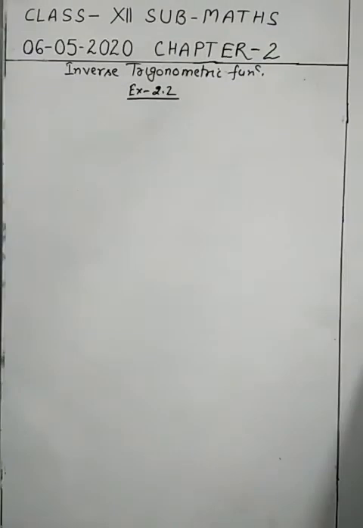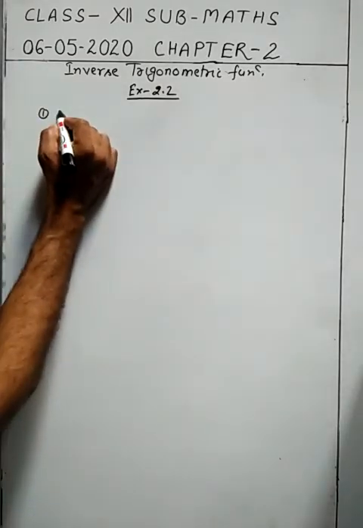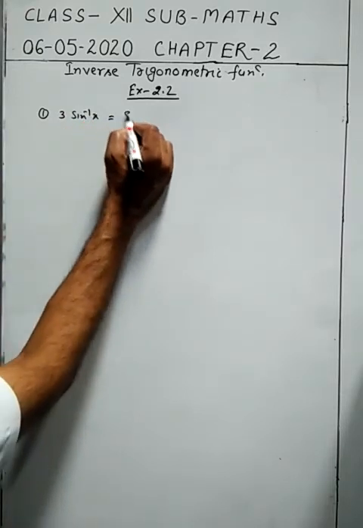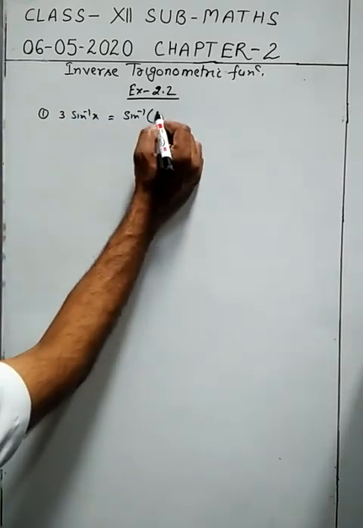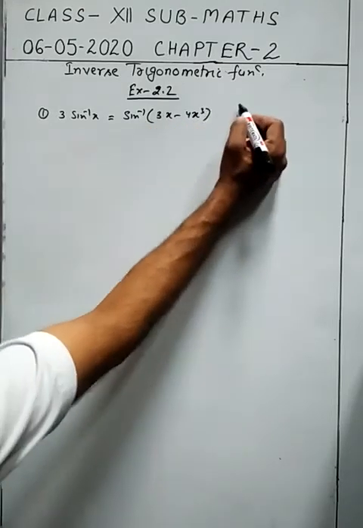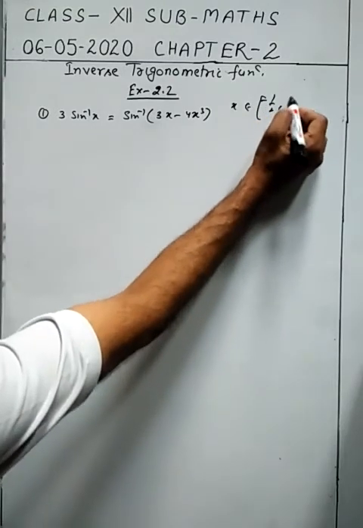Good morning, students. Today I am starting exercise 2.2. Yesterday we learned about the basics of the chapter and exercise 2.1. So the first question in your NCERT book is to prove 3 sine inverse x equals sine inverse of 3x minus 4x cube, with the given range x belongs to minus half to half.